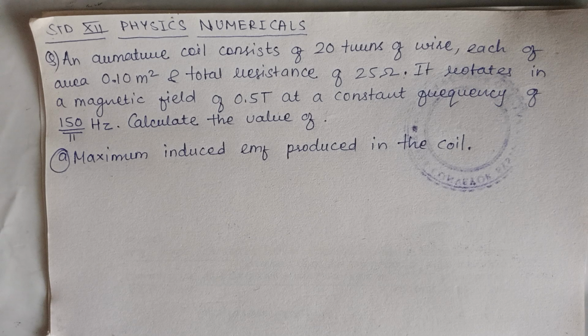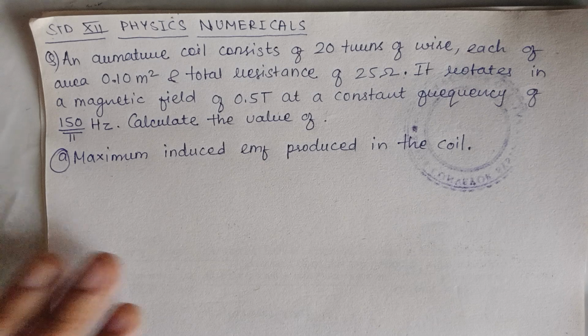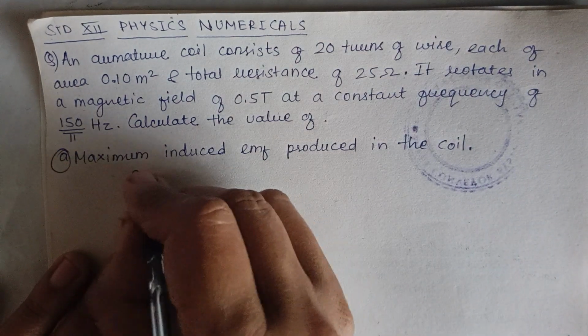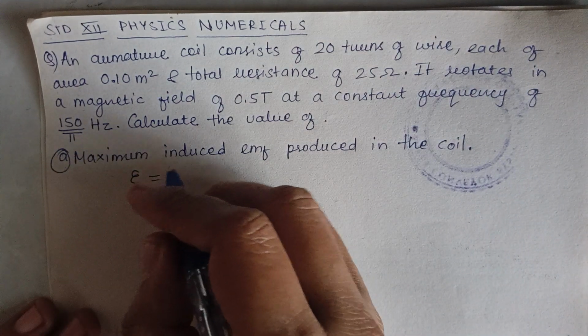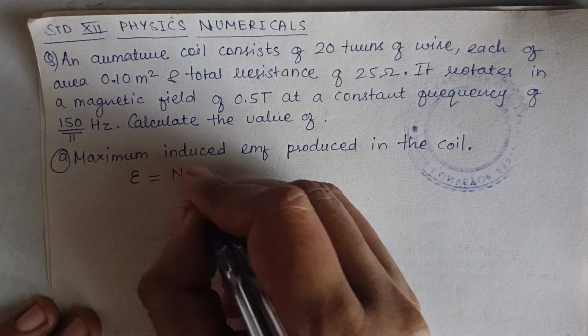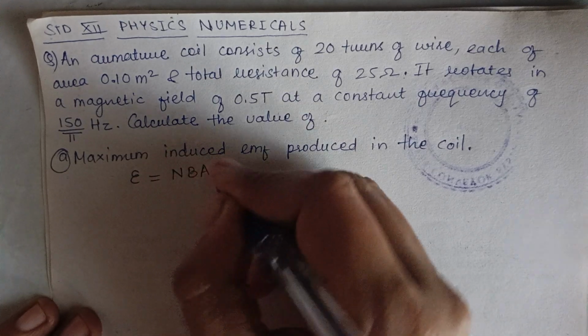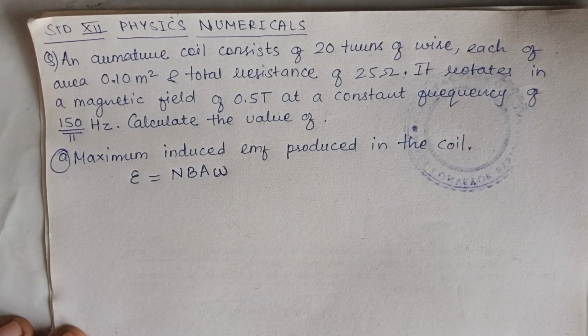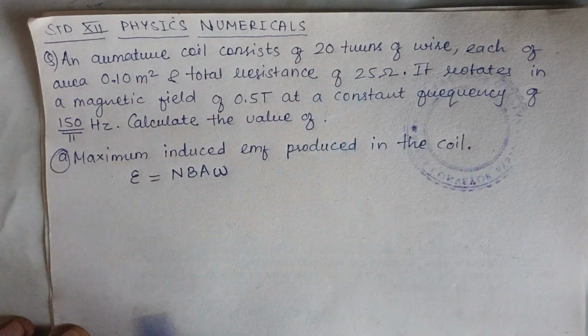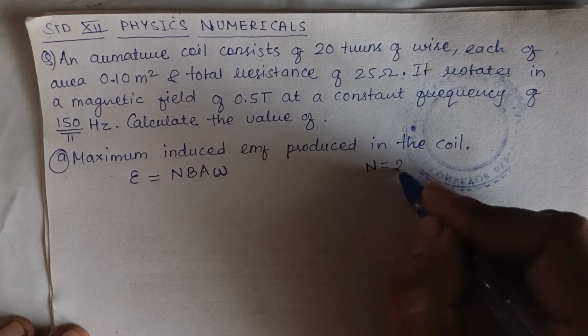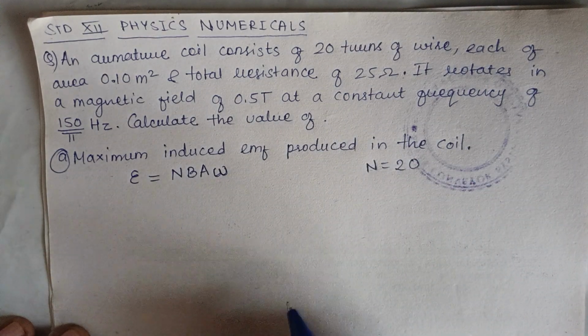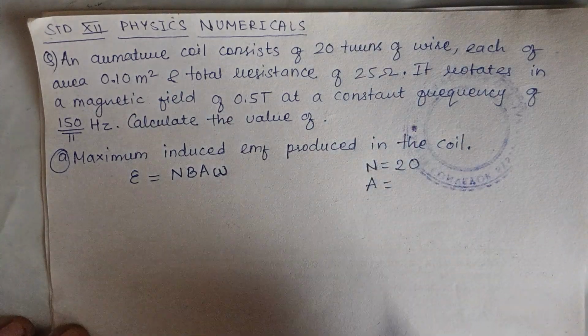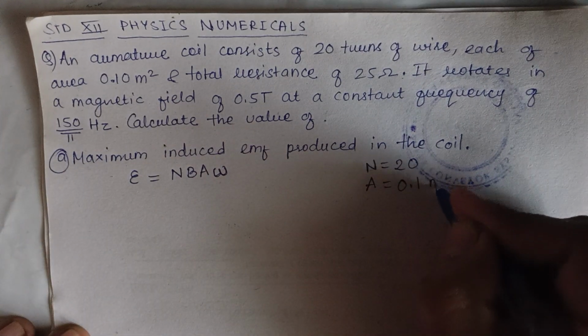So the maximum induced EMF is given by the formula EMF induced = N B A omega, that is angular frequency, right? So first you write what is given. So N is given as 20 turns. Then area is given 0.10, so you can write it as 0.1.